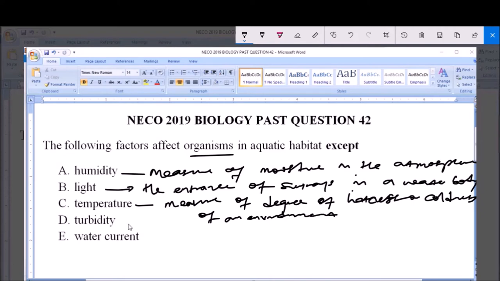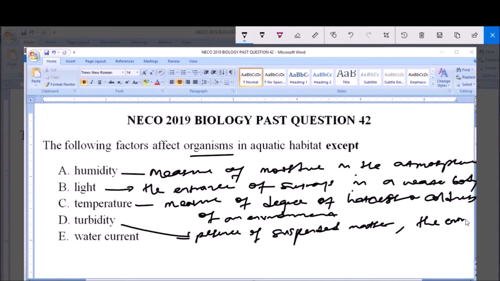Now, turbidity is actually caused by the presence of suspended matter, such that the entrance of light is affected. So that's turbidity. Then E says water current.